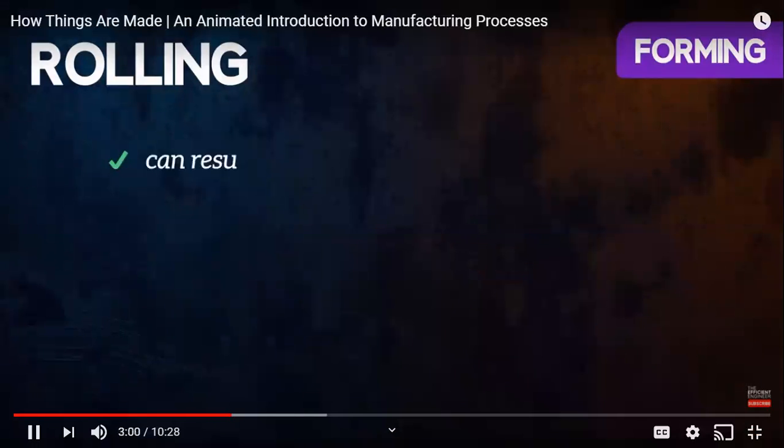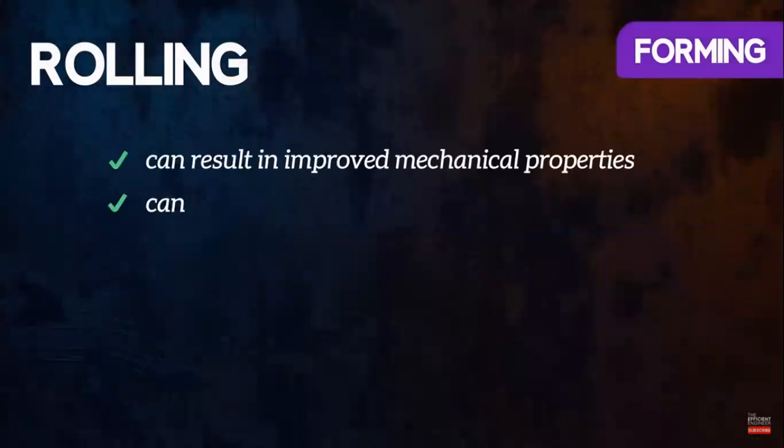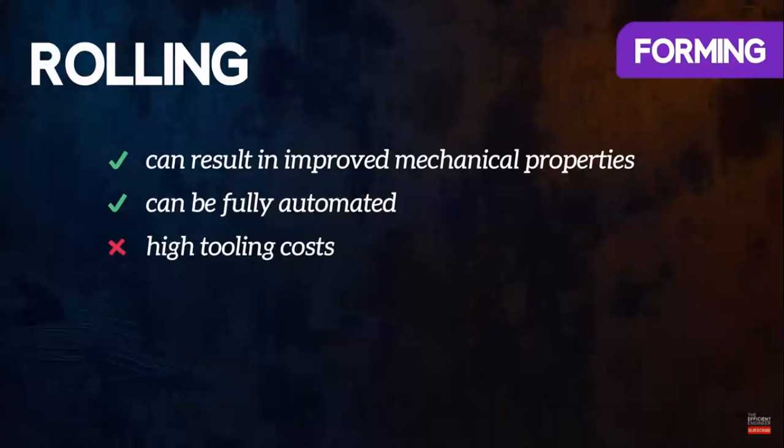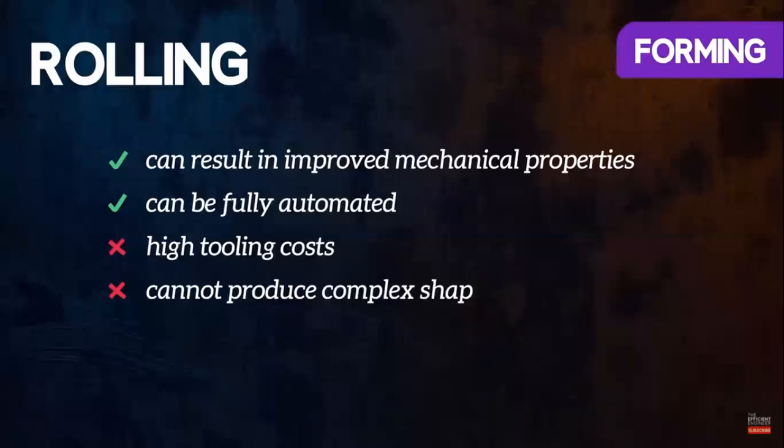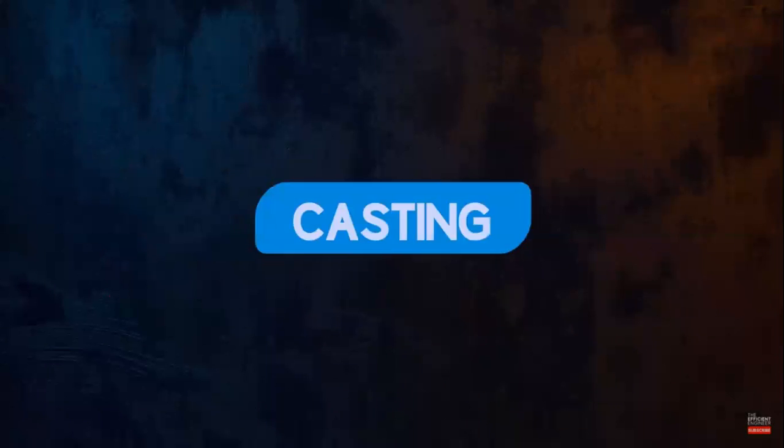Rolling can result in improved mechanical properties and can be automated, which makes it good for large-scale production. But tooling costs tend to be high, and it can't be used to produce very complex shapes. Let's move on to the next category of manufacturing processes, casting.